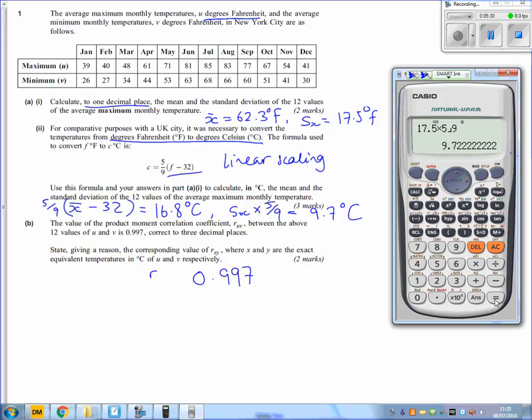So we're calling that R, X, Y, they're my new variables. And so we're just saying that correlation is not going to be affected by the linear scale. I just need to make sure that I do actually write down the value of Rxy, the product moment correlation coefficient there. I need to make sure I give that value of 0.997.